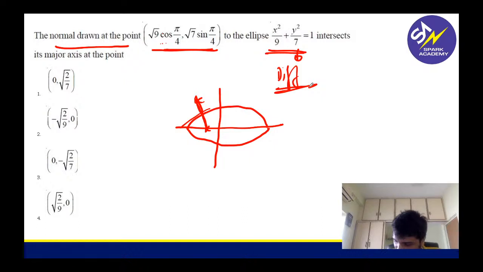Yeah, Sriranga, you told a formula, very good. But I don't like remembering formulas, so I'm not using that method. Right? So just differentiate.